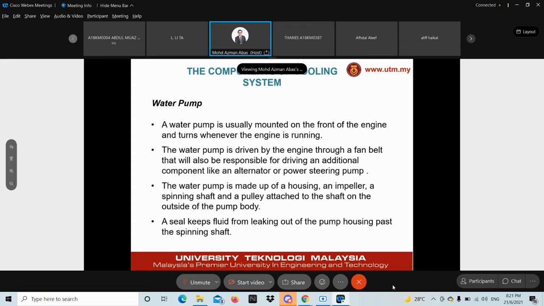The water pump is actually made of a housing and impeller, a spinning shaft, and a pulley attached to the shaft on the outside of the pump body. So this is basically a typical mechanism in a water pump. A seal keeps fluid from leaking out of the pump housing past the spinning shaft. Okay, this seal is a common problem for water pumps. Usually after a certain mileage, if you notice that some of the coolant is leaking at the water pump, this is probably due to a failed seal.